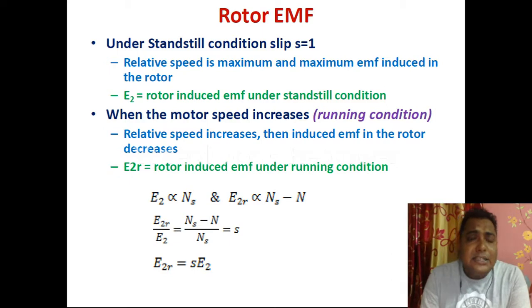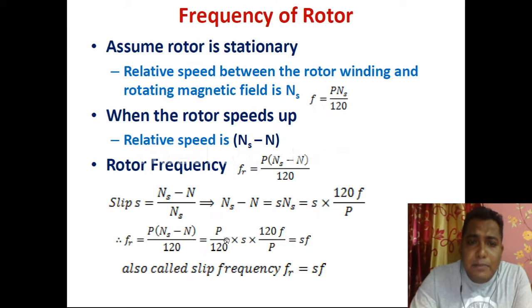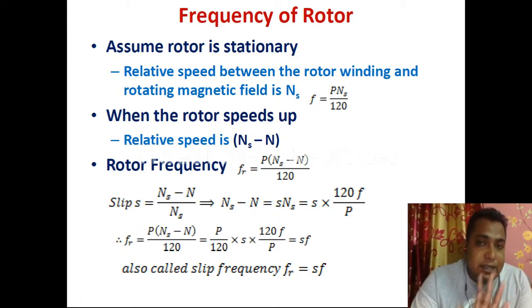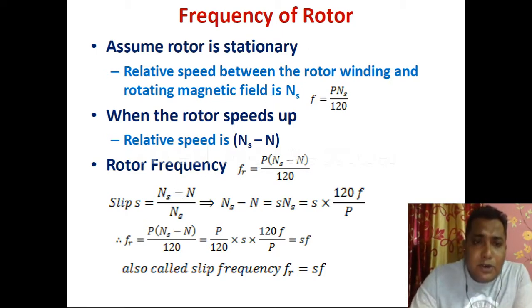Under standstill condition, slip is equal to 1, the relative speed is maximum, and maximum EMF is induced in the rotor. Now you may ask why slip is equal to 1. To understand that, go to the previous one. See, we are saying the rotor is at stationary condition, that means n is equal to 0 in this slip equation. If n is equal to 0, the equation becomes ns by ns, which cancels out, and the value is 1. That's why when the motor is at standstill condition, the slip value is 1. Now coming to our slide.